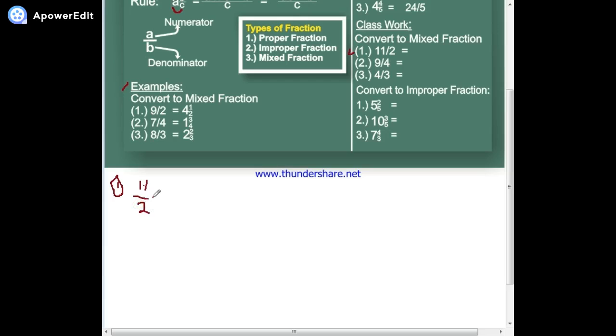What are we going to do here? You just say, how many 2s can we see in 11? We can see 5 2s in 11. That is 2 times 5, which gives us 10. And 11 minus 10 will give us 1. So it will remain 1 over the denominator being given to us, which is 2. So 11 over 2 will equal 5 whole number 1 over 2. So that is question 1.